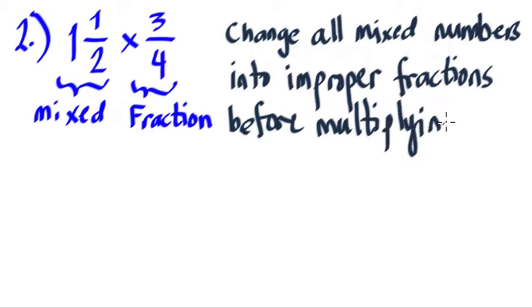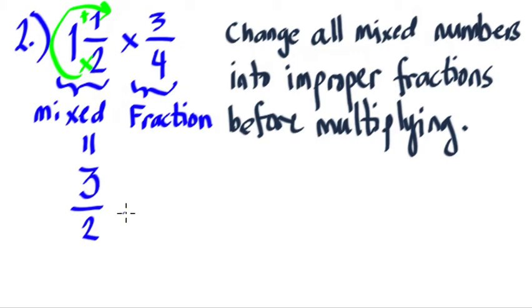Okay, before multiplying, let's do this. What is the improper form of 1 and 1/2? If you didn't know that, we have 2 times 1, and then we add 1 going this way. 2 times 1 is 2, 2 plus 1 is 3. So this is equal to 3 over 2.